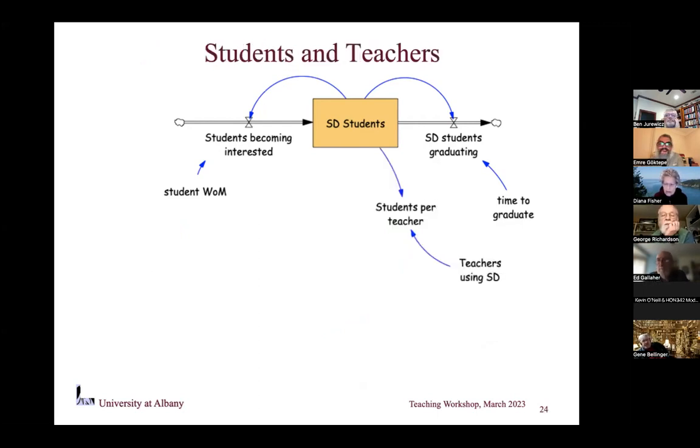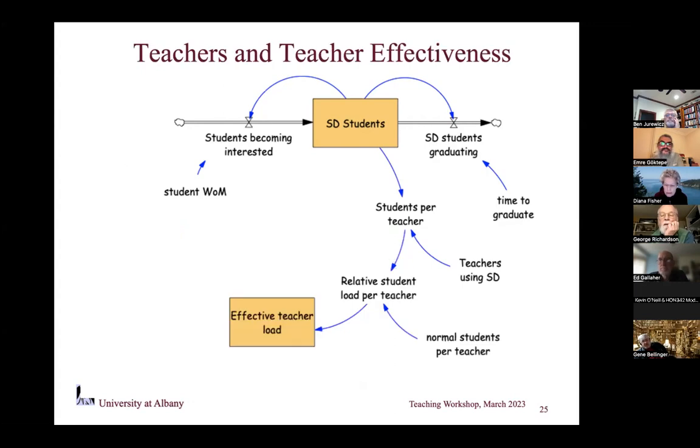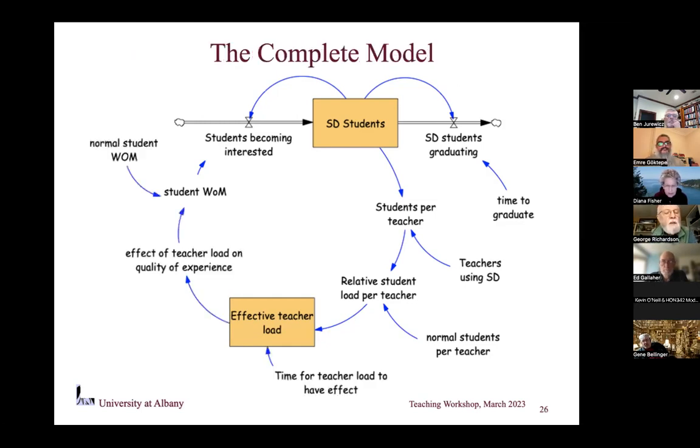Students per teacher is pretty obvious. And then I divided it by a normal students per teacher. So the relative student load per teacher is somewhere below 1 or above 1. If it's above 1, there's too many students. If it's below 1, there's fewer than we can get away with. And after a time, that effective teacher load influences the quality of the experience, and that should influence student word of mouth. So we end up with a large feedback loop there that has 2 stocks in it.